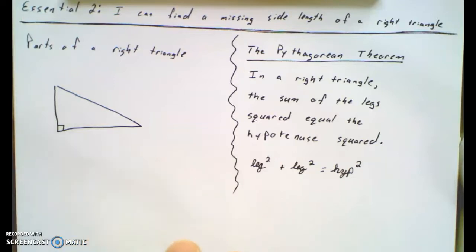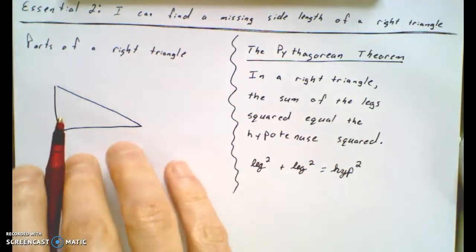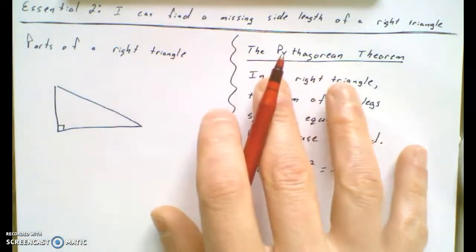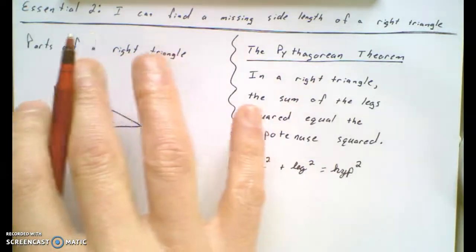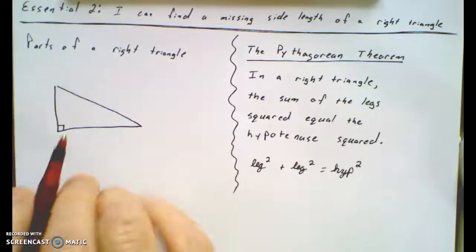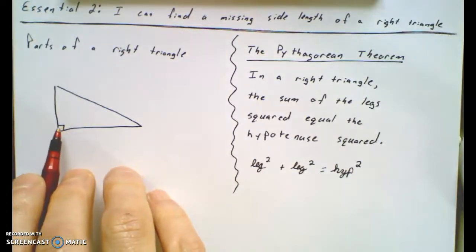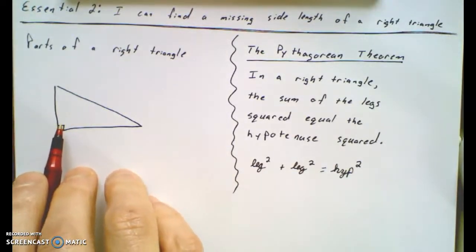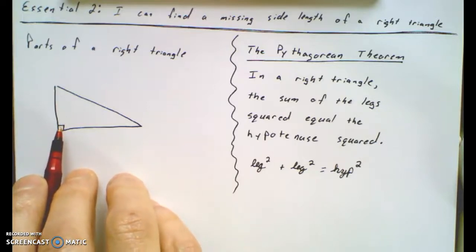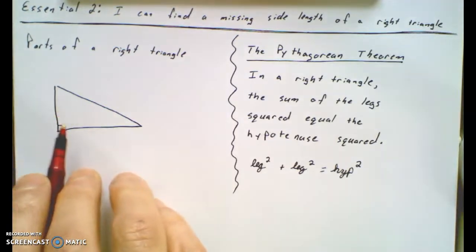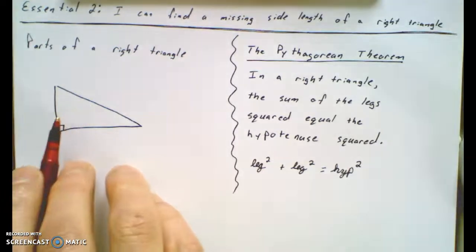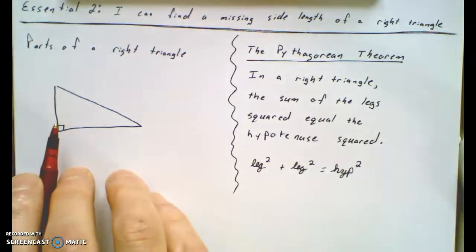Looking at the parts of a right triangle first. Again, we're going to be dealing with the Pythagorean theorem. However, before we can look at the theorem, we need to look at the parts of a right triangle. So in a right triangle, and we know this is a right triangle because it has this little marker that says that we do in fact have a 90-degree angle in it, we have three sides, just like all triangles. But in right triangles, we have very specific names for the sides.